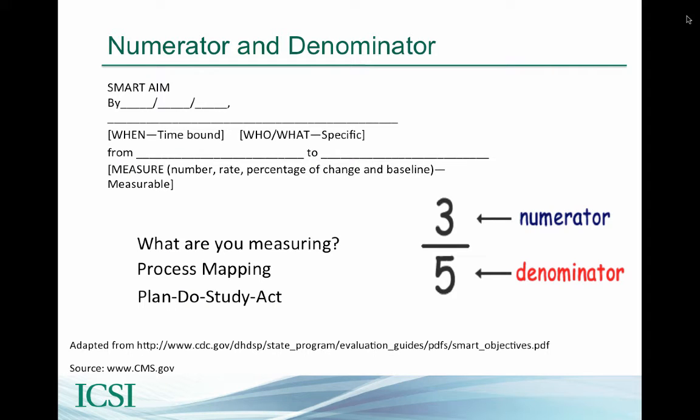So let's wrap this up. So when we look at this, numerator, denominator, we've got a smart aim. So we're going to do what by when, so you can kind of see the layout there. You've got your numerator and denominator, or your north and your down or your lower number. And what are you measuring? You're going to bring in process mapping and plan, do, study, act, or small tests of change as well. This is simple data. You've got your numerator, denominator, and you're going to do what by when.